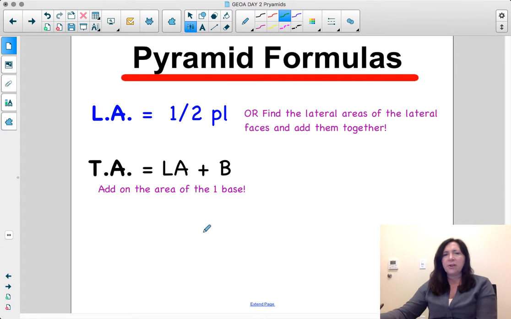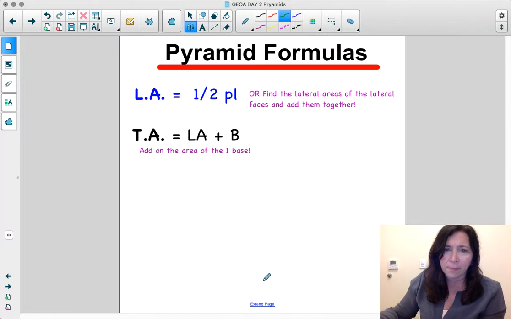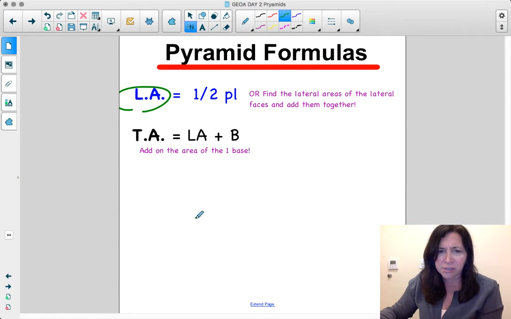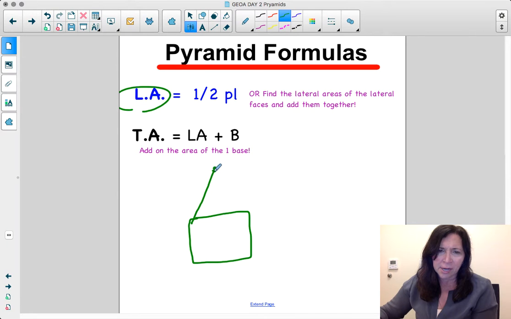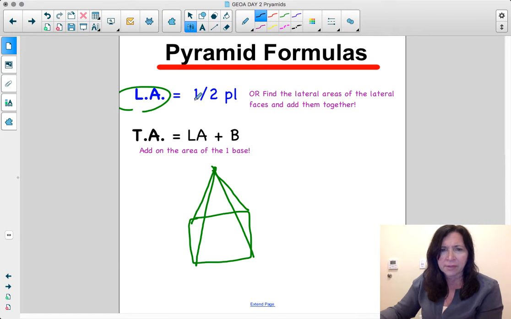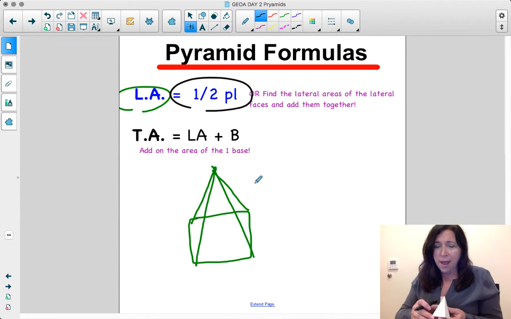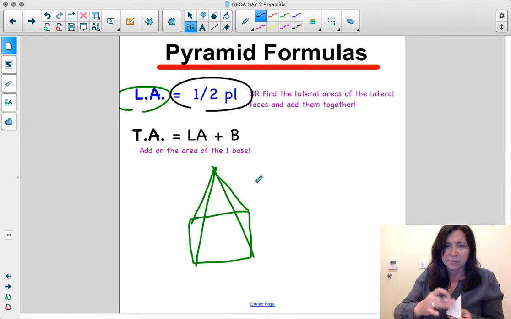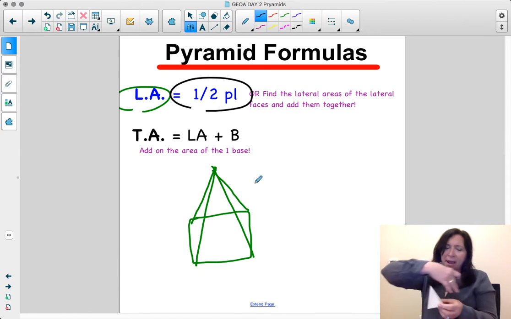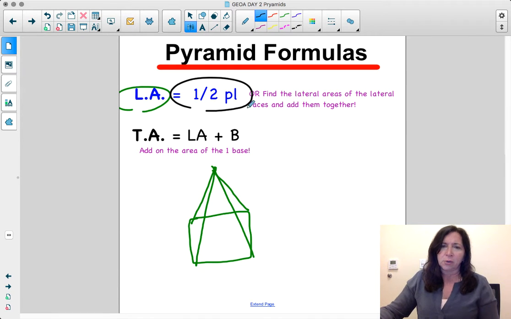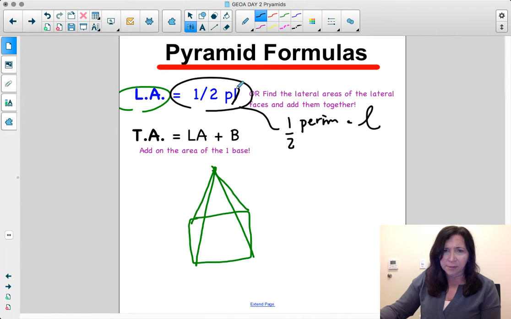All right, so here are some pyramid formulas, 2 of them. The first one is the lateral area. Now, we were just talking about that, and I'm going to make a square pyramid. So you're going to put a point here. You're going to connect all the vertices. All right, now I have a pyramid. So the lateral area is this. Now, keep in mind, to find the lateral area, you have an option of finding the area of each of these triangles and adding them all up. That's the lateral area. But we also have this really cool formula that says 1/2 my perimeter of the base times my slant height. That's an L. I'm going to slant that a little bit.